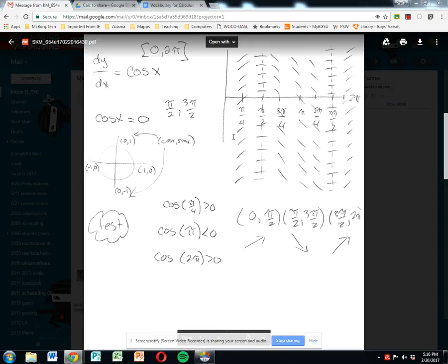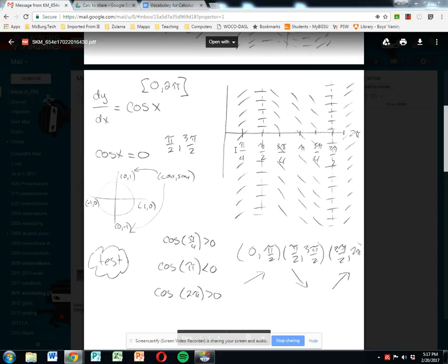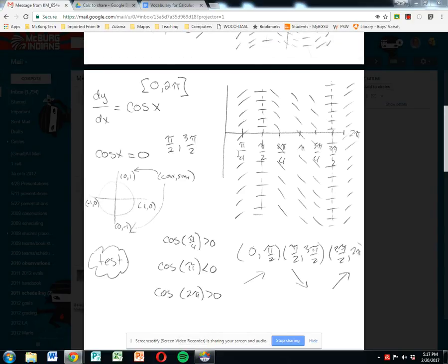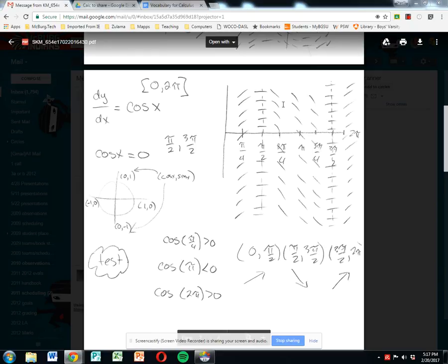So again, the slope looks like the one before, not to mention the fact we know it looks like a sine curve, which we should know is the integral of cosine x. It goes up, it maxes, it goes down, it mins, and then it comes up at the end.